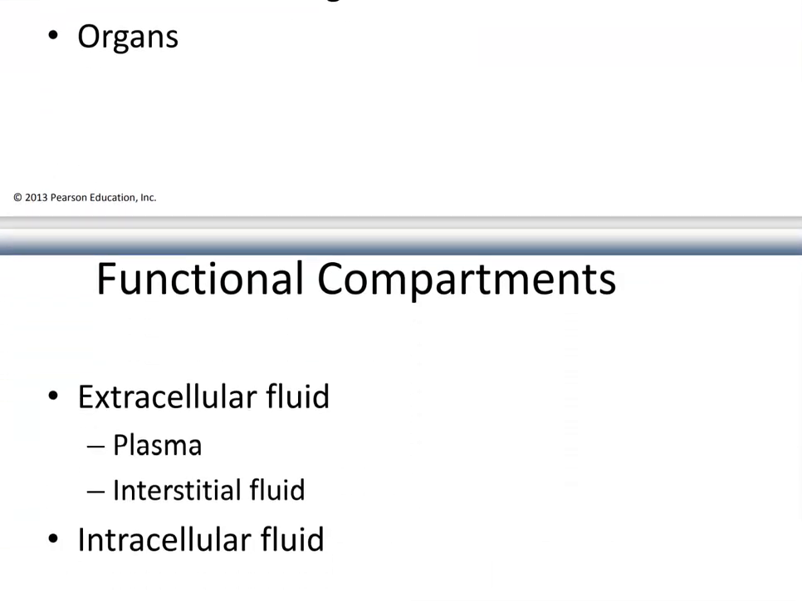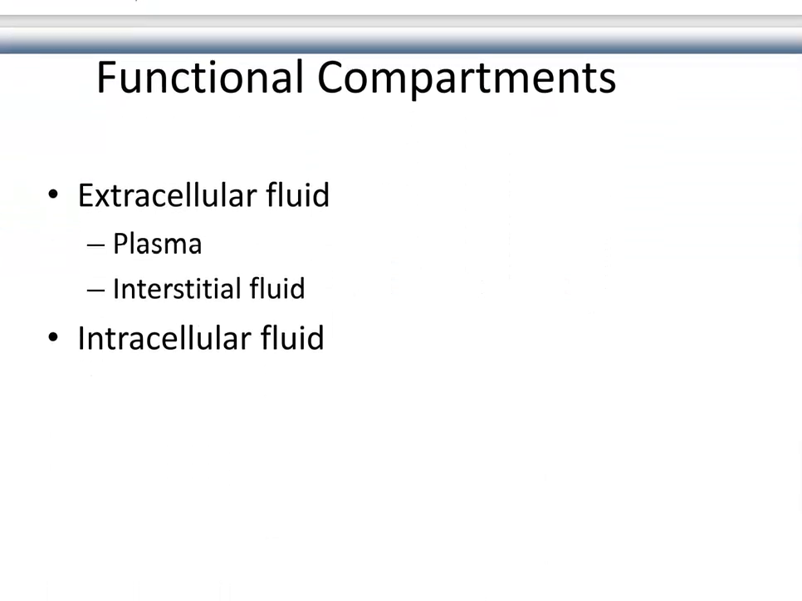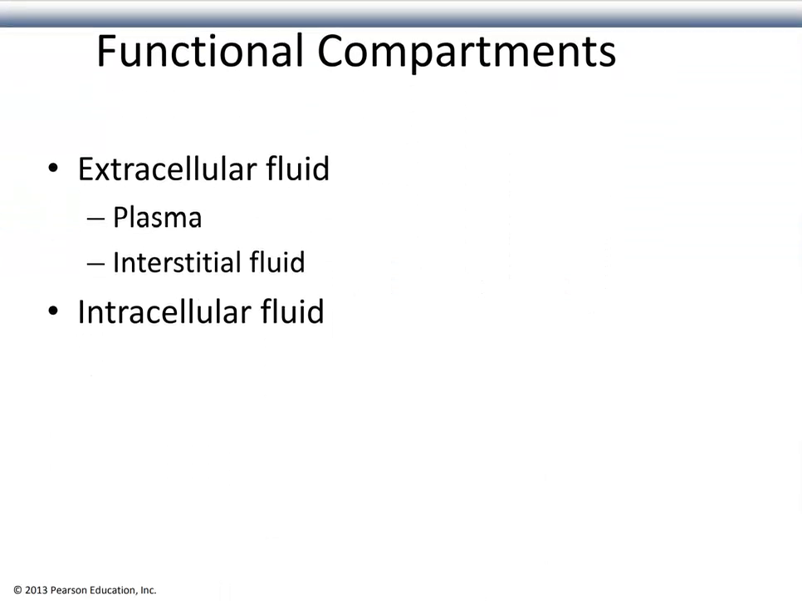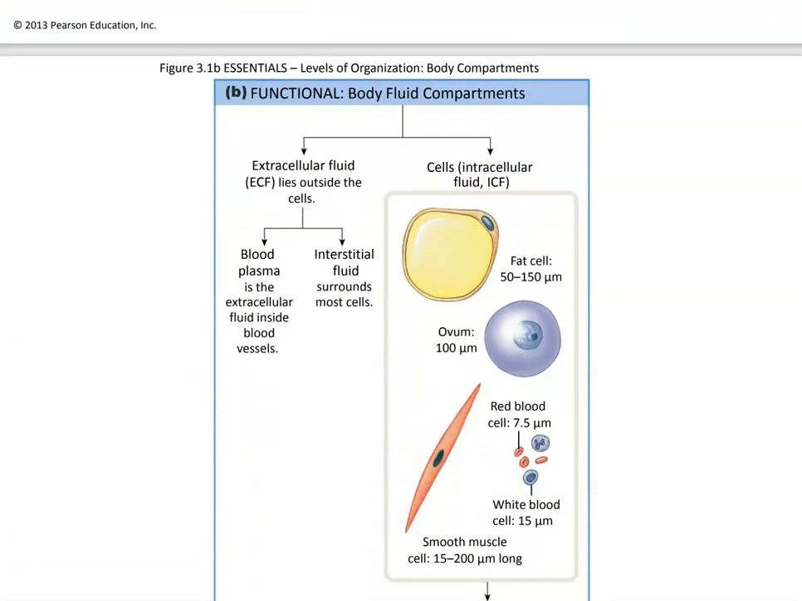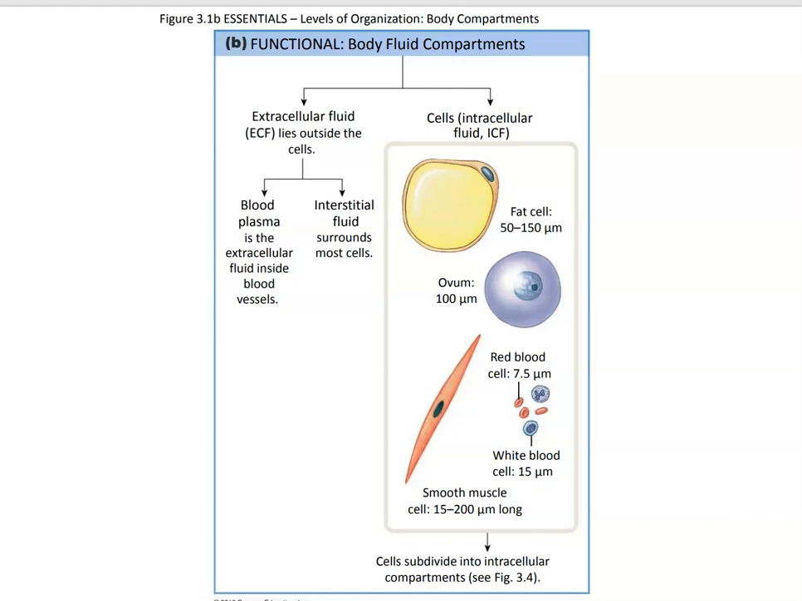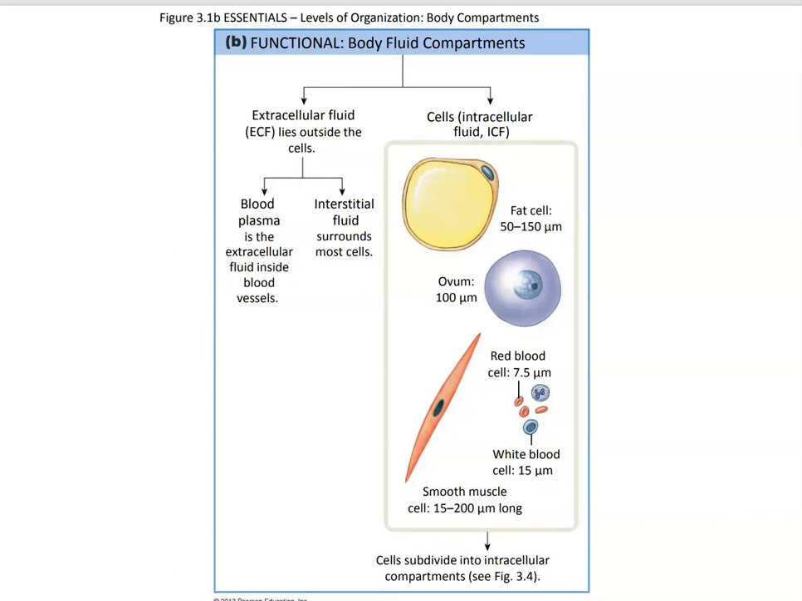So let's take a look at the functional compartments. In physiology, it is really important to distinguish between the extracellular fluid compartment and the intracellular fluid compartment. Let's take a look at this image right here. It makes it maybe a little bit more clear. So the extracellular fluid compartment, abbreviated as ECF, that would be the fluid outside of the cells, and that is roughly 1/3 of the total body fluid.